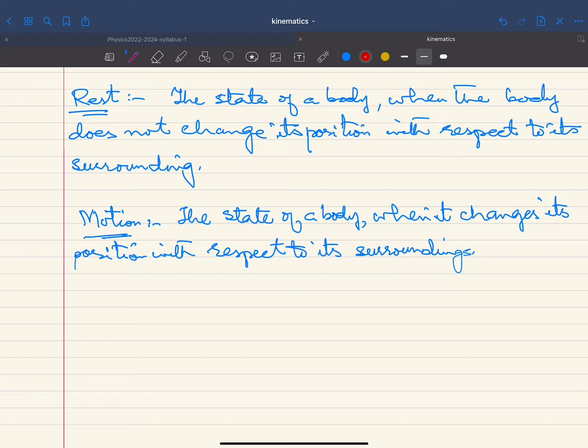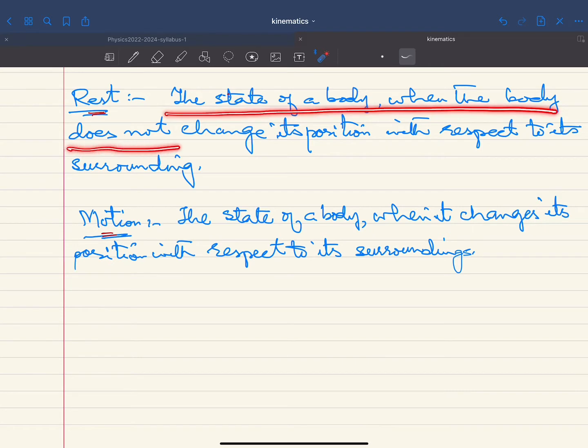So here we have to define rest and motion in a proper way, and these terms have their own definitions. First of all, we have to understand that whether it's rest or motion, this is basically a state of a body. So what is the state of rest, or when will you say that the body is at rest? This will be a proper definition: the state of a body when the body does not change its position with respect to its surrounding.